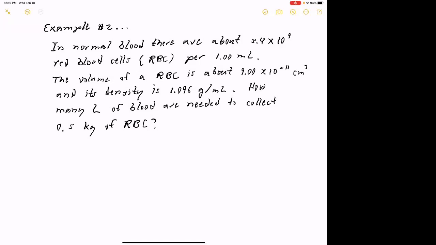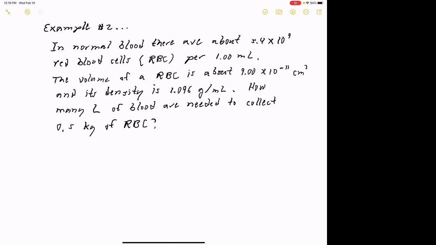Now, keep in mind here, we're talking specifically about red blood cells. Okay, so that's our identity here. So the question becomes, how many liters of blood are needed to collect 0.5 kilograms of red blood cells? So now we see what we have to do. We have a relationship we have to develop between blood and red blood cells that are in the blood. Okay, so what I want to kind of do is just write down some of these givens, or some of these things that are given in the problem, and make sure that I'm attaching an identity to them.